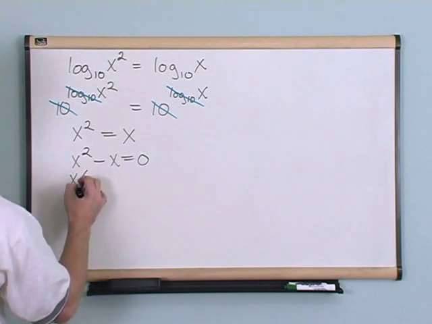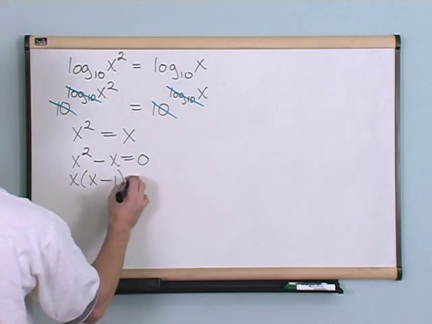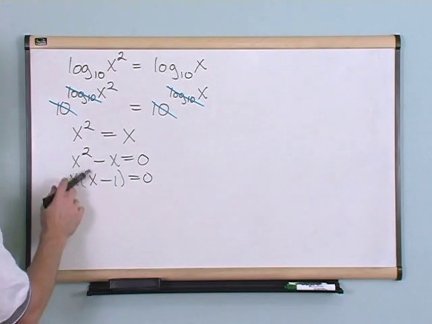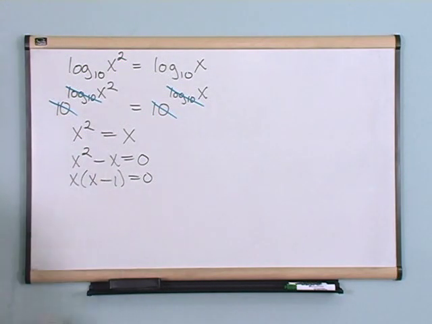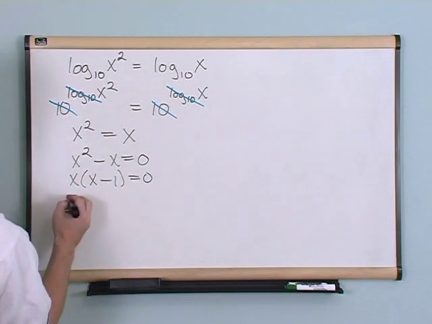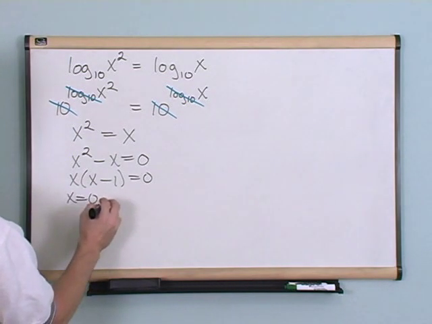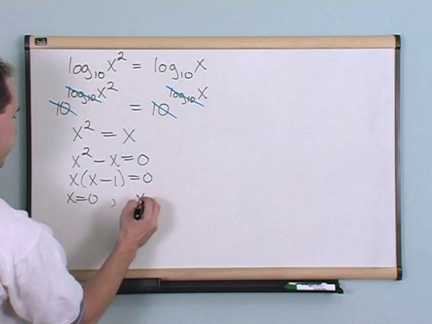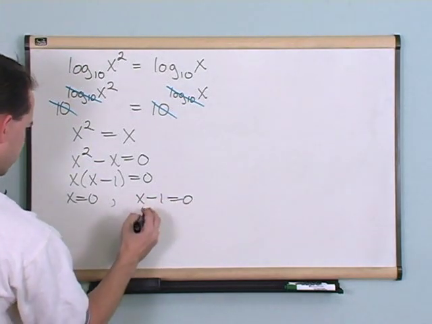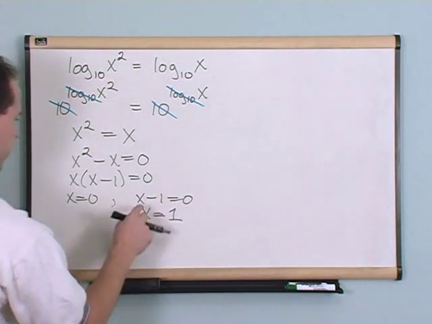I'm going to factor out an x, pull an x out, x times x gives me x squared, x times negative 1 gives me negative x, and then I'm going to solve this, and you should know from algebra that x will either be 0, or I'll have also x minus 1 equals 0, so x will equal 1.